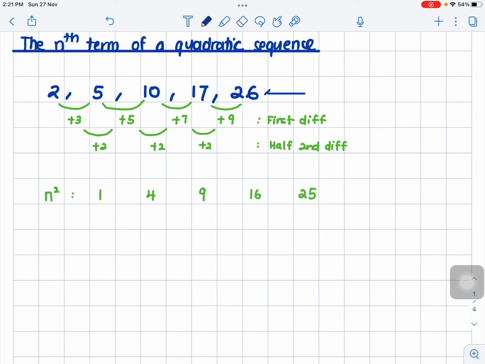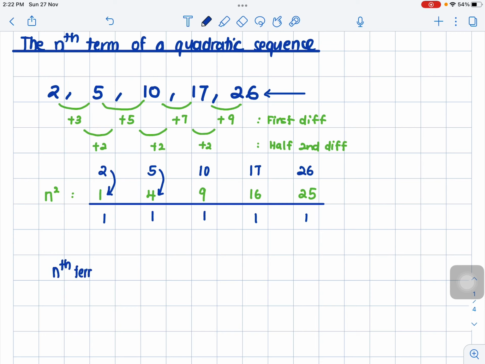You take your sequence here and then you just write it on top and you find the difference between both of them. So let's find 2 minus 1, you're going to get a 1. 5 minus 4, you will get 1 again. 1, 1 and 1. So when the difference is the same, you can immediately write your nth term as n squared plus 1.